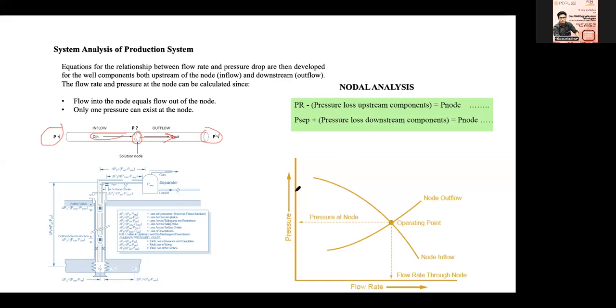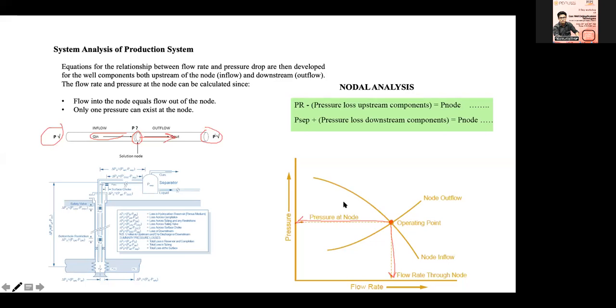Now, if you plot the pressure versus the flow rate, you will notice the curve of the inflow as well as the outflow. When these two curves intersect at this point, this indicates your anticipated node pressure as well as your anticipated flowing pressure. So this will depend on your system, from your reservoir, flowing bottom hole pressure, and tubing.